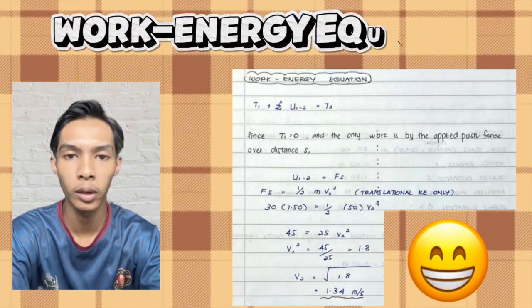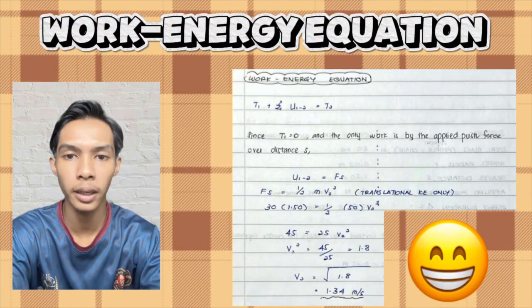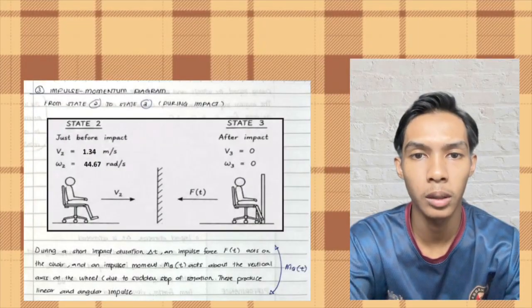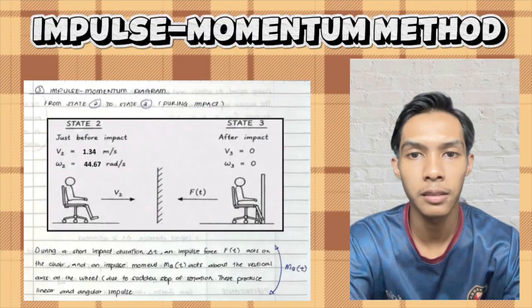Using the work energy equation, the work done is converted into kinetic energy. From the calculation, the velocity of the chair just before impact, which is state 2, was found to be 1.35 meters per second. Next, I connect the result to the impulse momentum method. The calculated velocity from state 2 becomes the initial velocity for the impact analysis. During the collision with the wall, the chair stopped completely, so the final velocity in state 3 is 0.